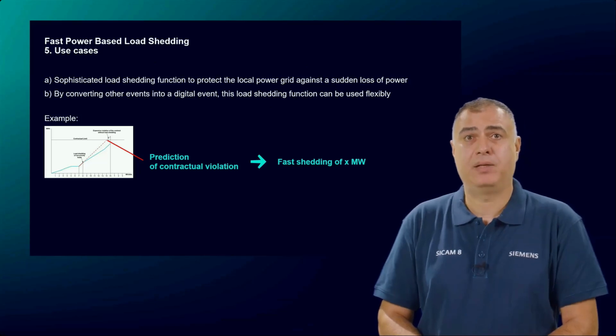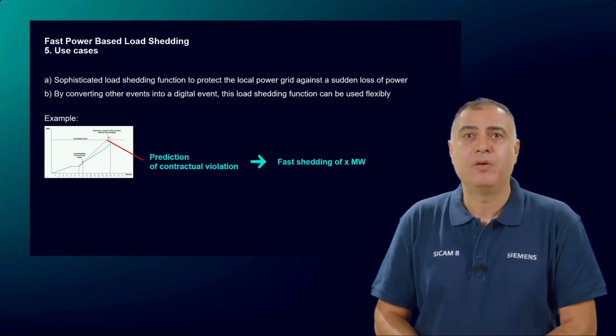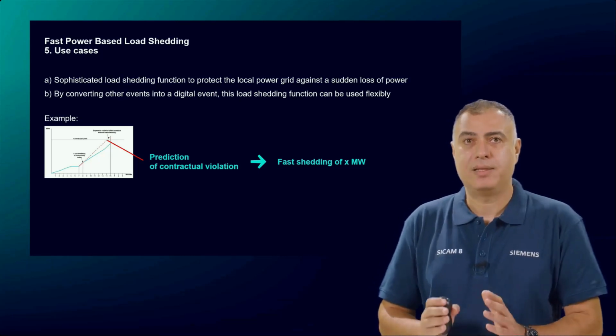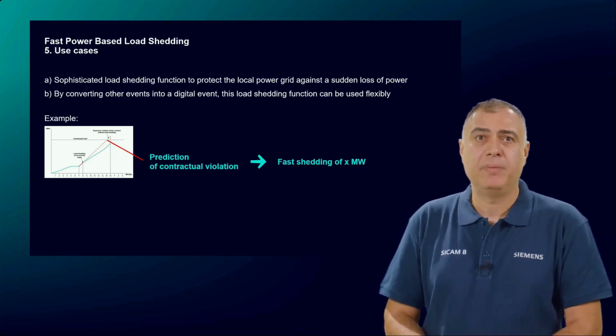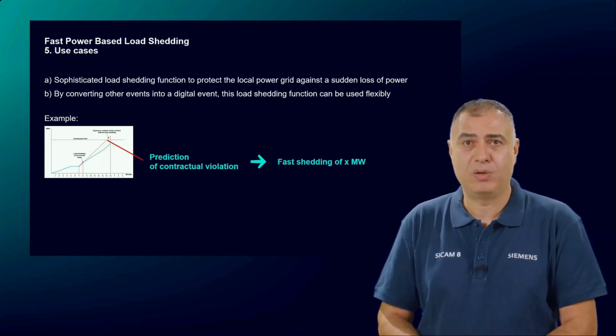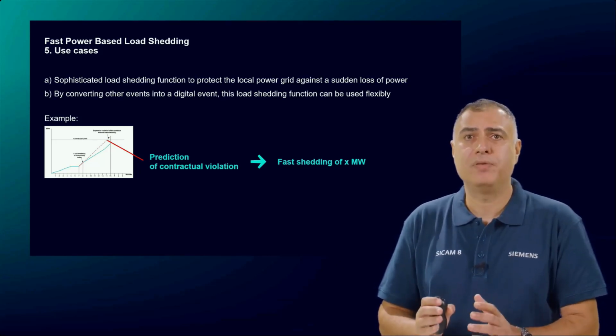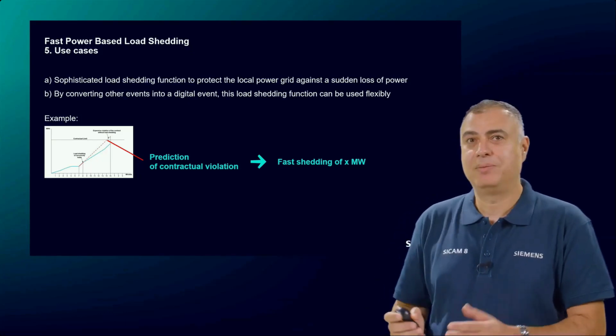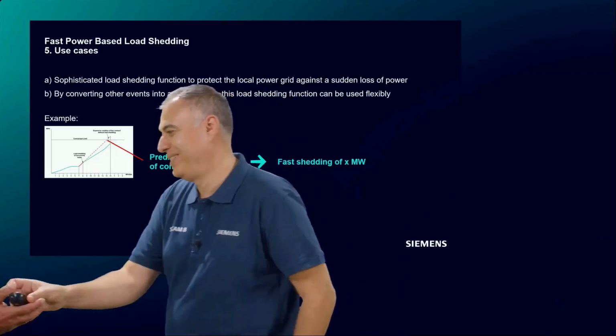Fast power-based load shedding is also very flexible. You know this example already from the first section of our presentation. As already mentioned, based on a small adaptation of fast power-based load shedding, you can observe technical or commercial limits. Gerhard, please, the stage is yours.